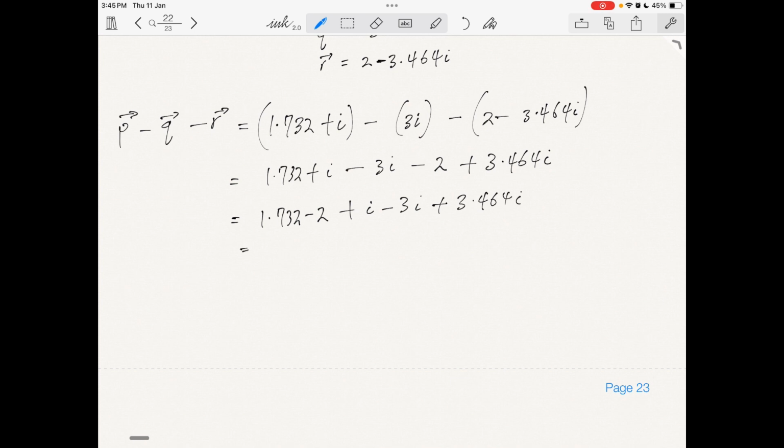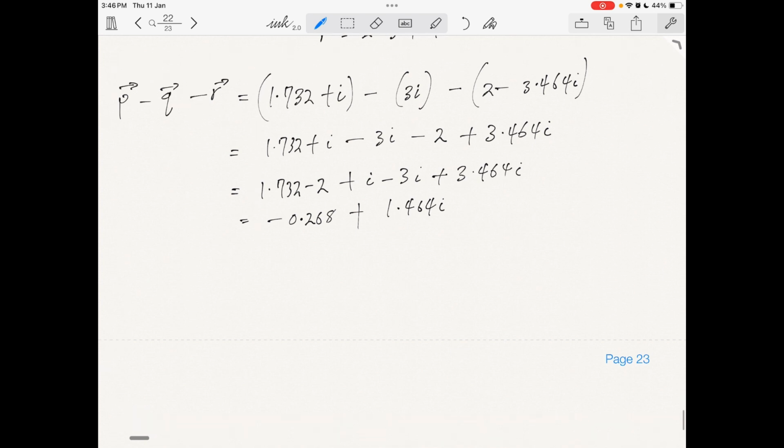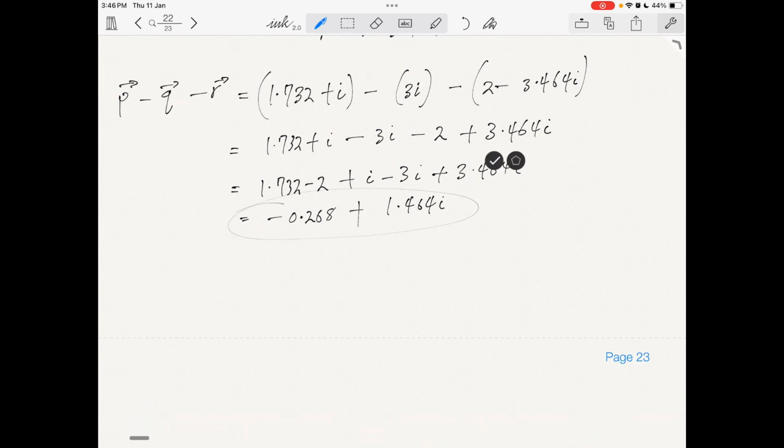Now we have to evaluate 1.732 minus 2. This will give us minus 0.268 and 1.464i. Now, having done this, we have to convert this Cartesian form of complex number into polar form.